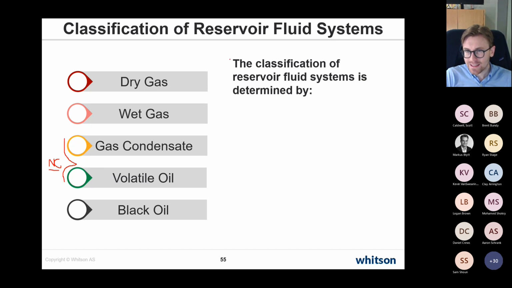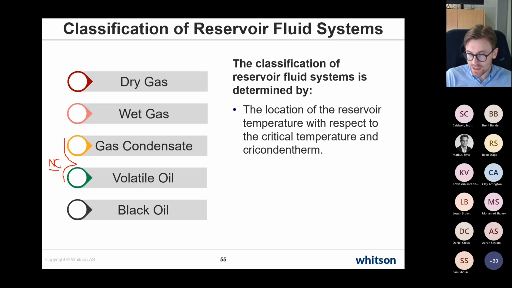So the classification itself, though, is something that, at least when I saw it the first time, I was a little bit surprised on how we did it rigorously. Okay, so this is how you do it rigorously, not with these rule of thumb tables that I showed earlier. So there's 2 things that we use to classify the reservoir fluid. The first thing is the location of the reservoir temperature with respect to the critical temperature in the Cricondentherm.